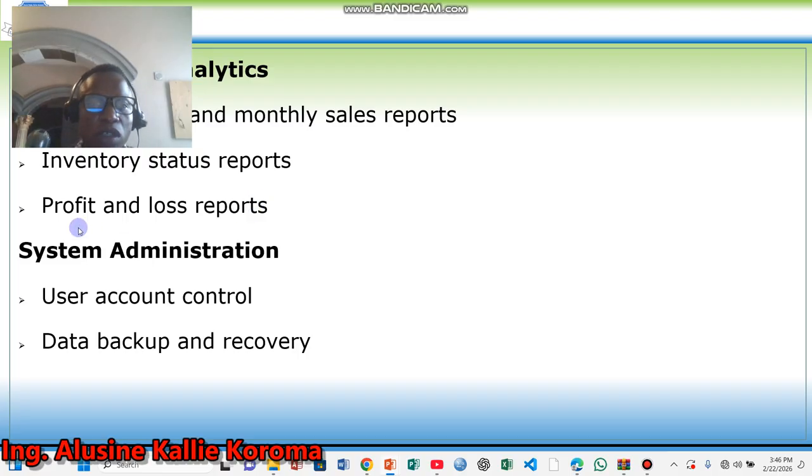Again, the system administration, that is the user account control. The system is able to control the users. Also the data backup, all the sales made per day, per month. It is able to back up on a daily basis.